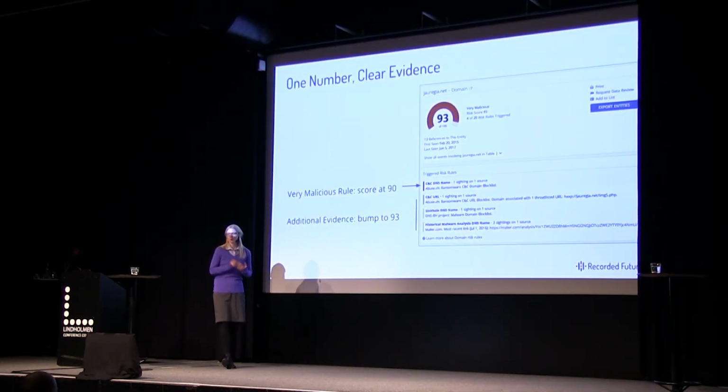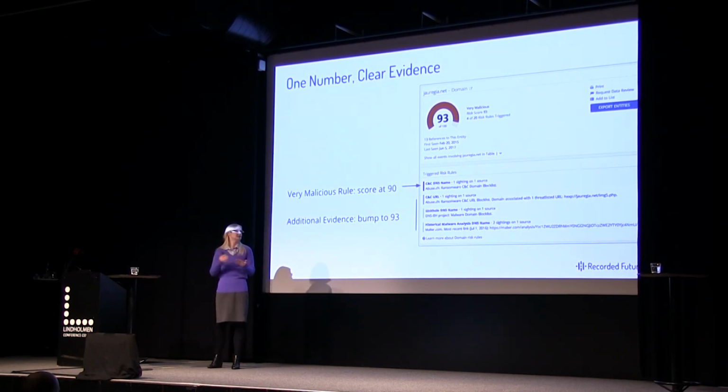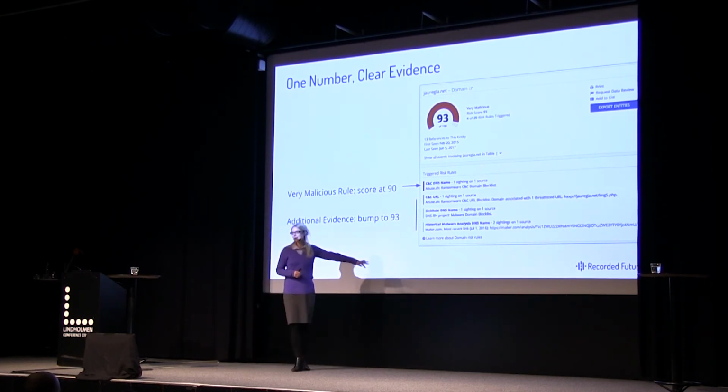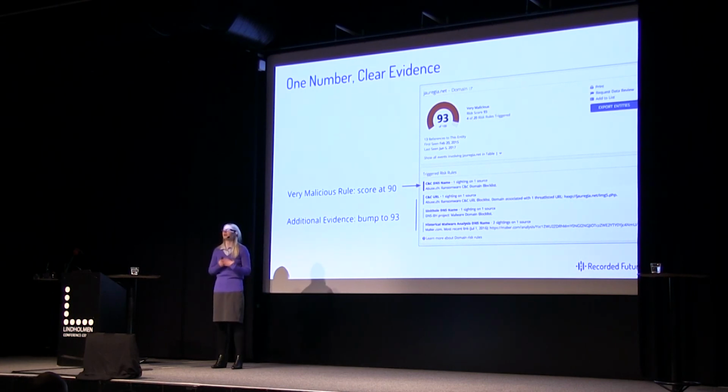Putting this together for our risk scores, we have first our top level. This very malicious rule triggered in this case, so that brings that score up to 90, and we've color-coded it red so that you can't miss that fact. We then have this extra evidence that provides the detail, bumping it up to 93. And then we've provided over here all of the detailed evidence to make it transparent to our users and have a model that really is useful for what we want them to be able to do with it.